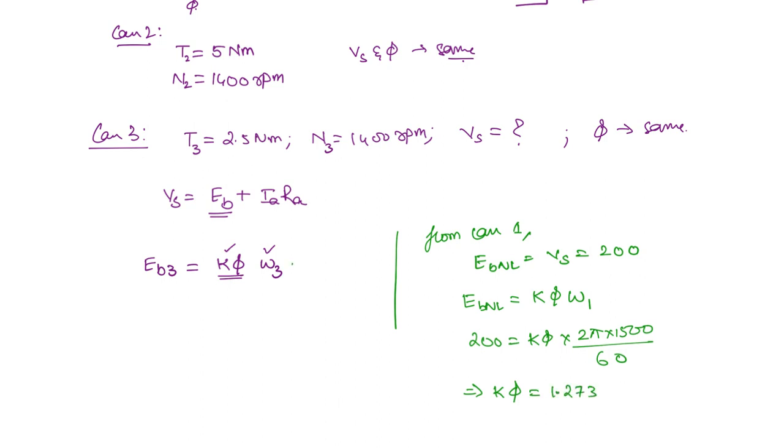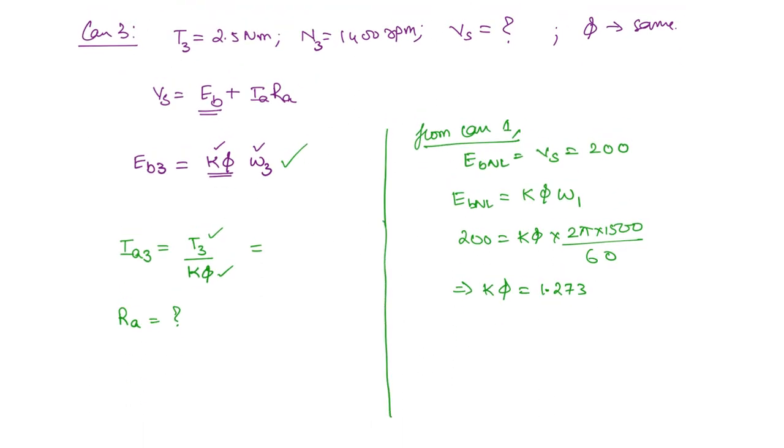If you calculate this, K phi is going to be around 1.273. So now you can find the back EMF. What about the current? Now the current IA3 will be equal to T3 by K phi. T3 is known as 2.5, K phi is also known, so this also you can find out. What else is left out? The armature resistance. For this you will have to make use of case 2. So once again from case 2, what information we have? We have the torque and speed, and Vs is 200 volt.